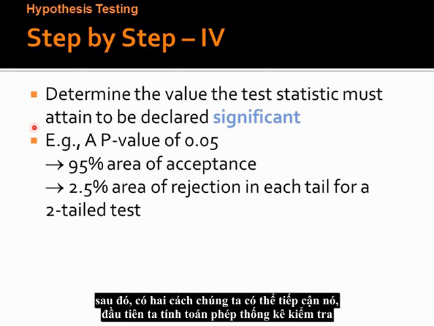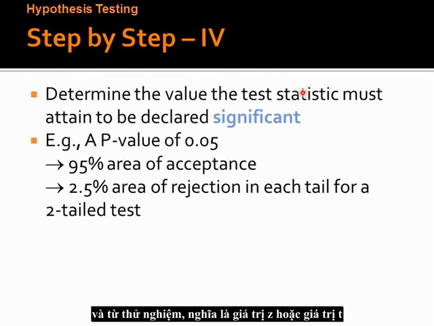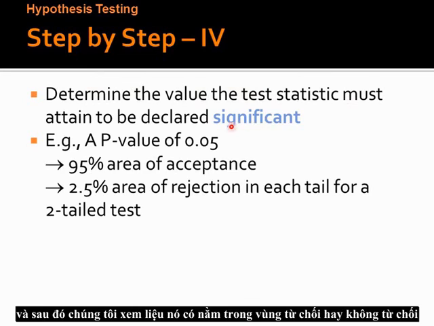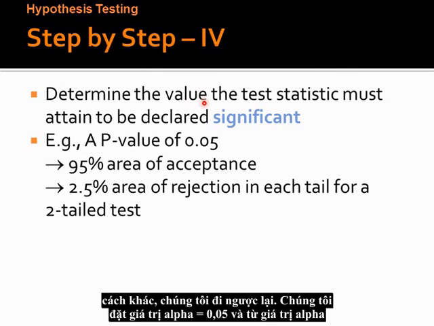Okay, continuing then, there are two ways we can approach it. We can approach it by first calculating the test statistic, meaning the z-value or the t-value or whatever, and from that test statistic we convert it into a p-value, and we compare that p-value to the alpha value that we have defined, and then we see whether it's in the reject region or in the not reject region. Okay. Alternatively, we go backwards.